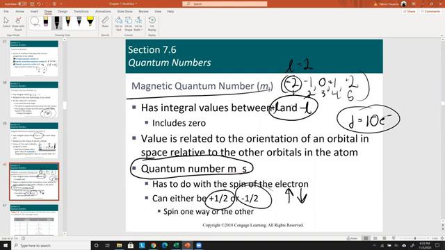So it would be the number of MLs times 2. That's how we got 10. And that corresponds directly to the periodic table, which is super cool, which we'll see. Any questions about that? No? Okay, cool.